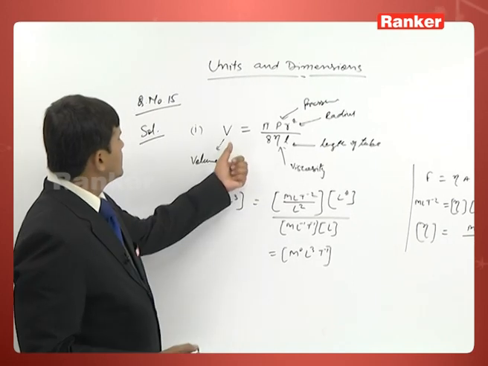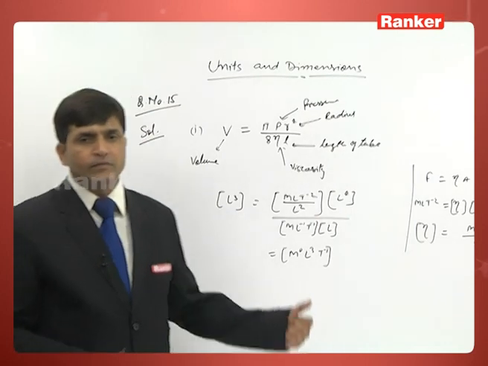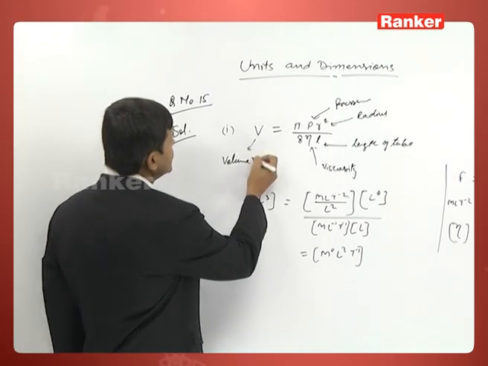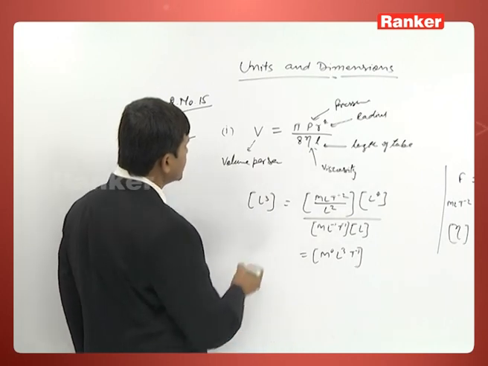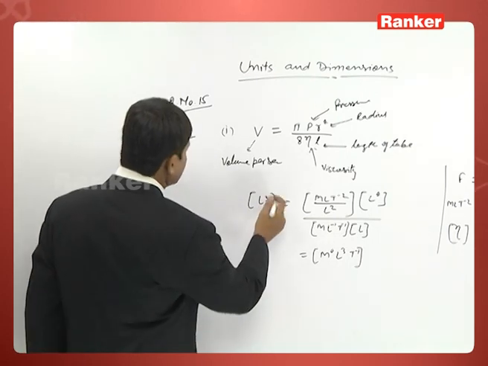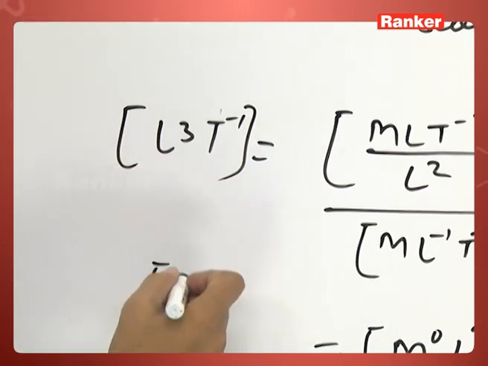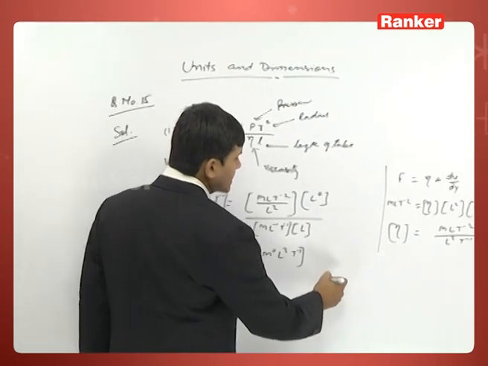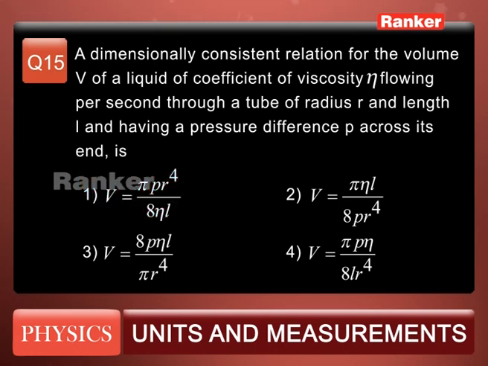So as per the given question, V is the volume of fluid passing per second, the volume per second. So the dimension of this will be T to the power minus 1. So then the left hand dimension is equal to the right hand dimension. So the correct option, answer number 1, is the correct option.